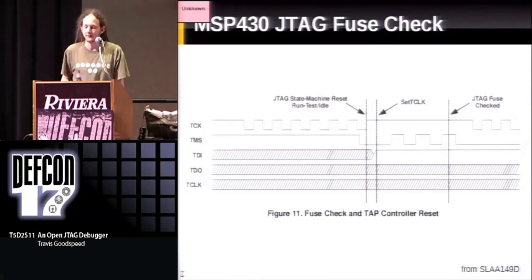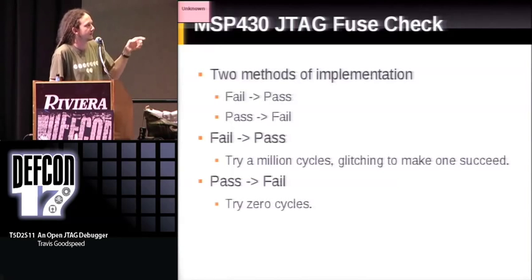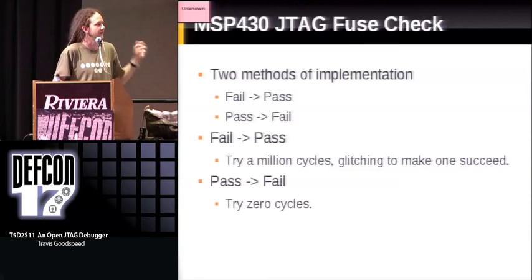So there are two ways of implementing this. You can either have it default to failing the fuse check and then transition into passing once it succeeds, such that if any of the pulses say that you're allowed through, you become allowed through. Or you can begin in a pass state and then fall into a failure state, such that if you try it zero times, you automatically fall through. In the first case, you can just try a million times, and you keep on glitching them. And if you ever succeed, then in the end, you've broken your way into the chip. In the second case, you can just not try anything.